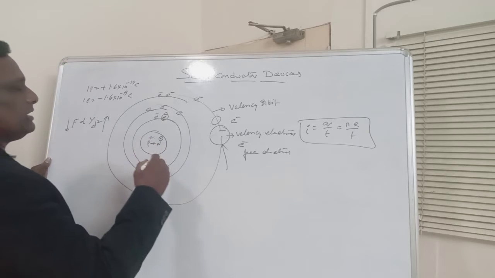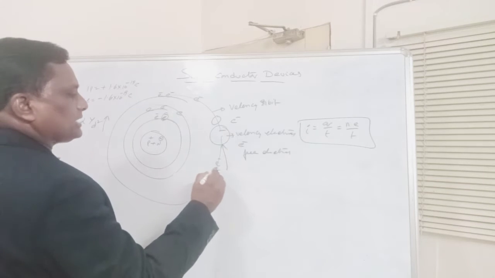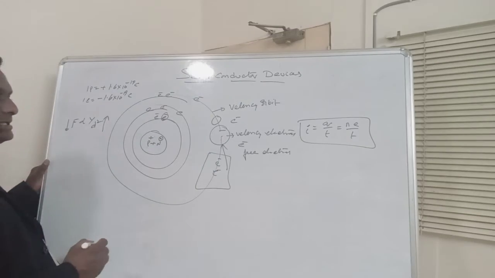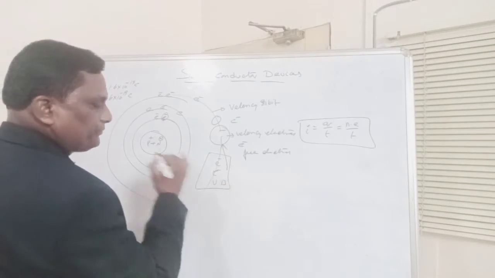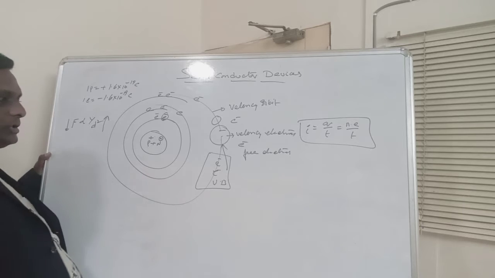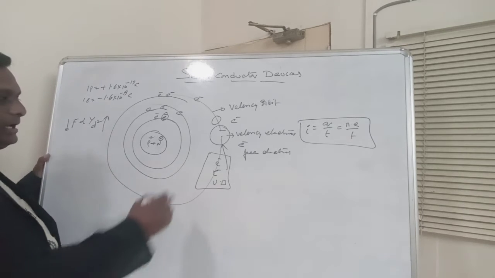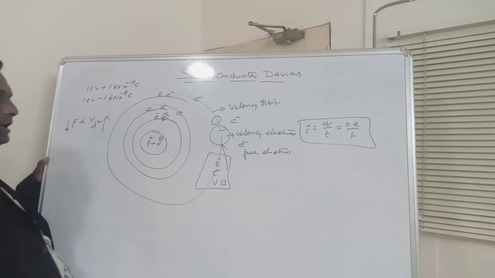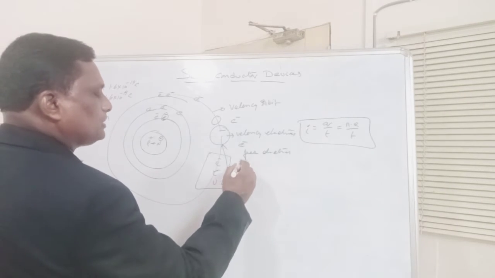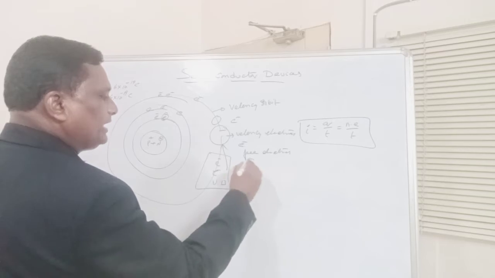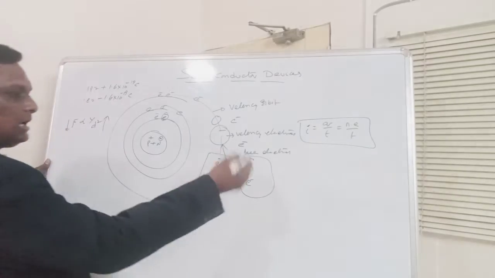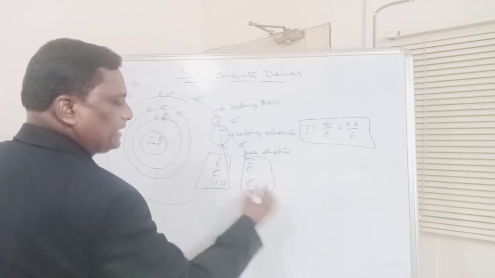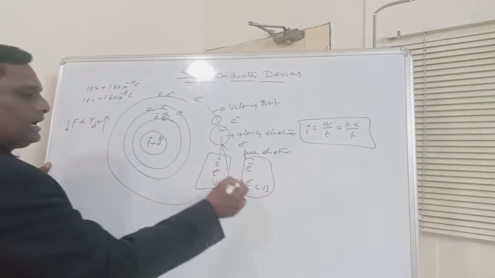Now the region or locus where these valency electrons exist is called valency band. So valency band is the imaginary region or locus where the valency electrons exist. Now conduction band. The region or locus where the free electrons exist is called conduction band. So this is the valency band and it is the conduction band.